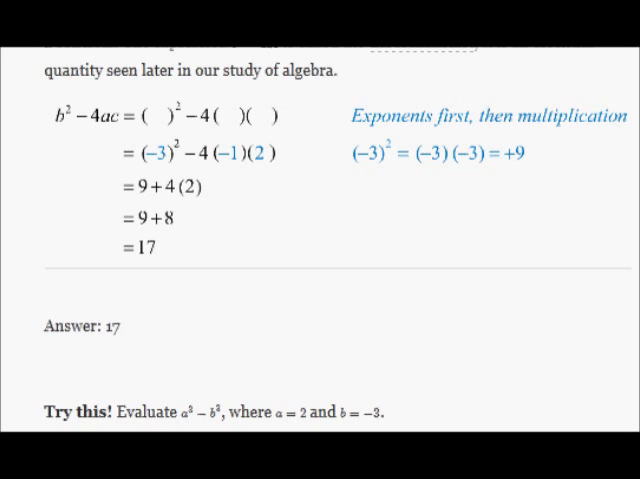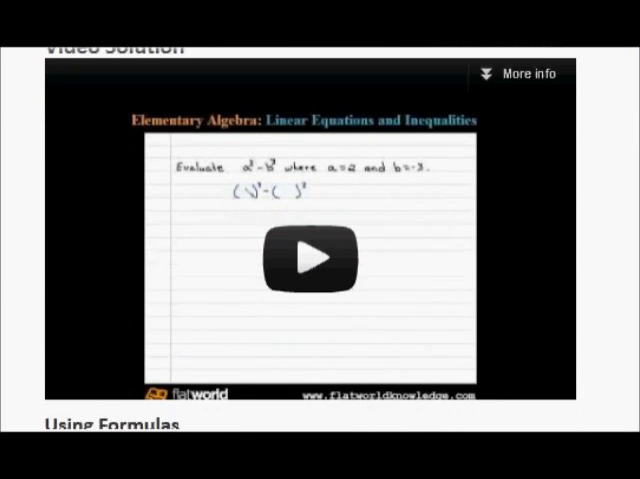It's minus 3 times minus 3 times minus 3, because it's minus 3 cubed. So minus 3 times minus 3 is positive 9. 9 times minus 3 is negative 27. So b cubed is negative 27. But we want to subtract b cubed. So if we're subtracting negative 27, that's the same as adding positive 27 to our value for a cubed, which was 8. 8 plus 27 is 35. So that's our answer there, 35.